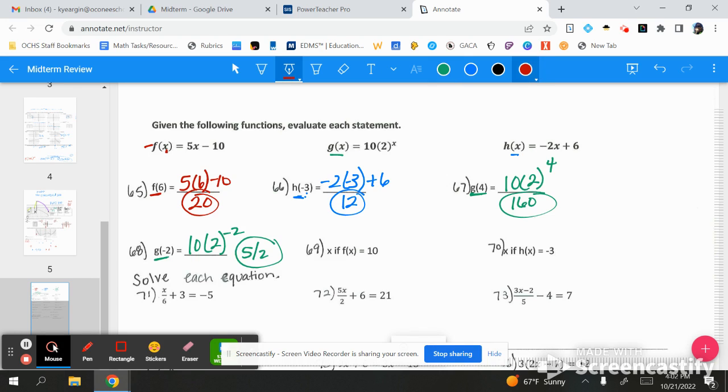Now for this one, I'm using f of x, but I'm finding x, so I need to take the equation 5x minus 10 and set it equal to 10. Then I just solve for x.